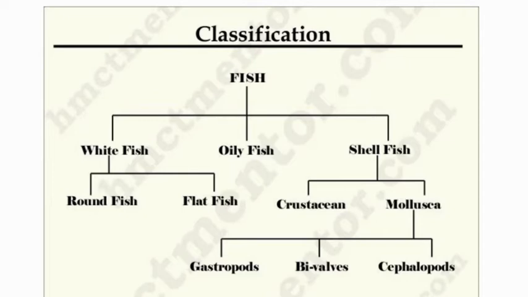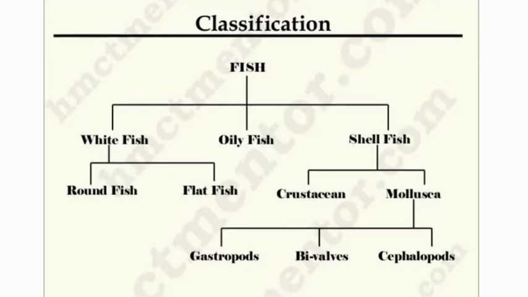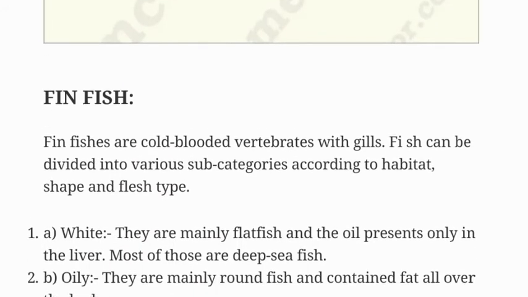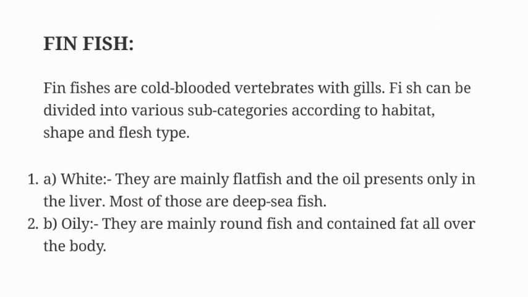These are classified into crustaceans and mollusks. Mollusks are classified into gastropods or univalves, bivalves and cephalopods. Fin fishes. Fin fishes are cold-blooded vertebrates with gills. Fish can be divided into various subcategories according to habitat, shape, and flesh type.